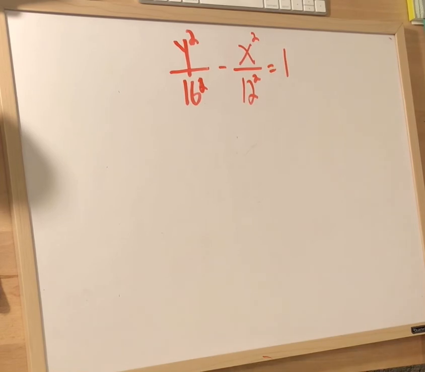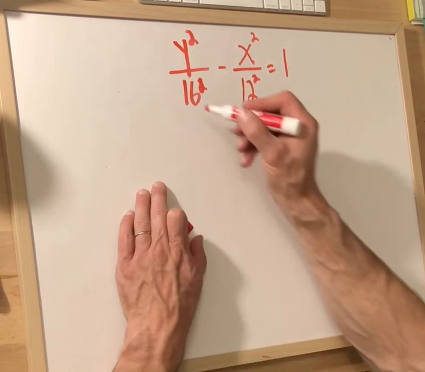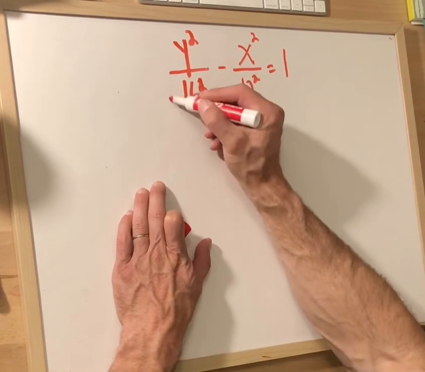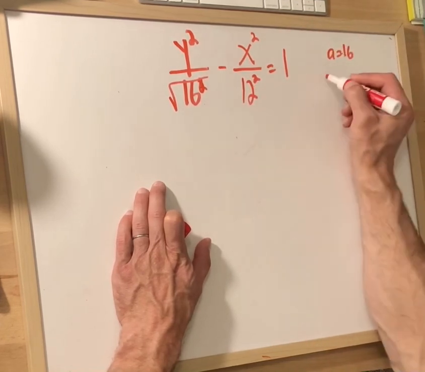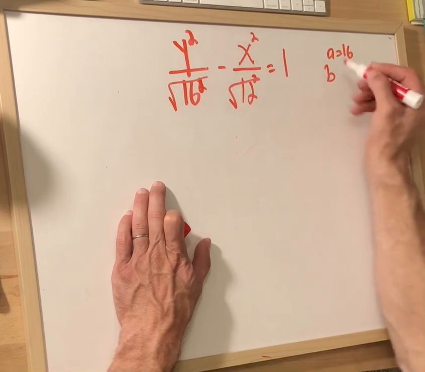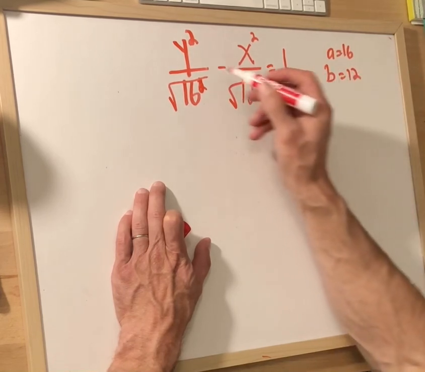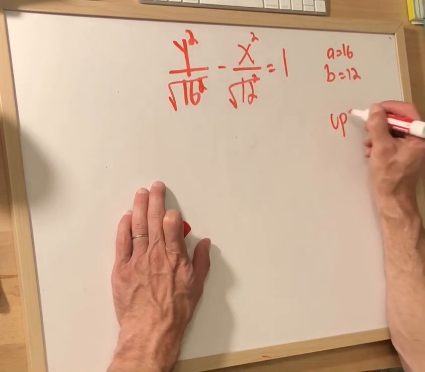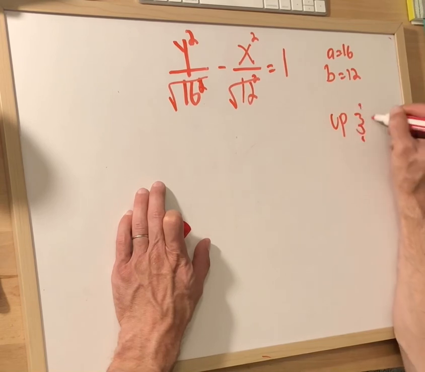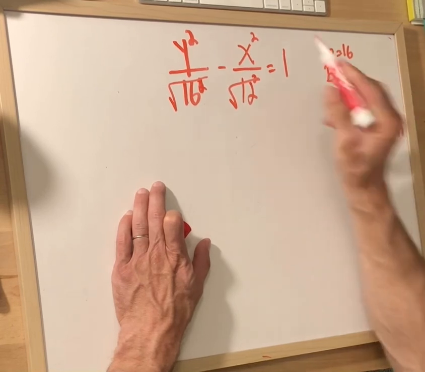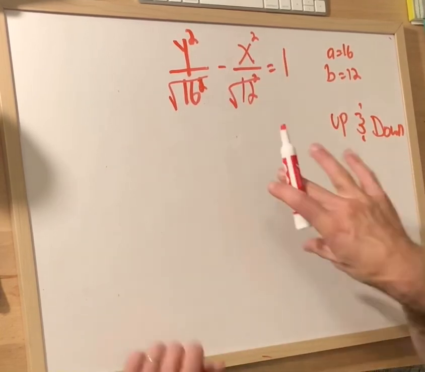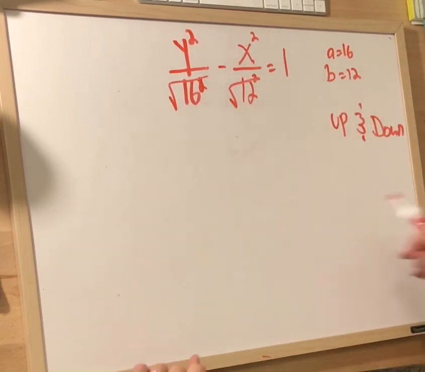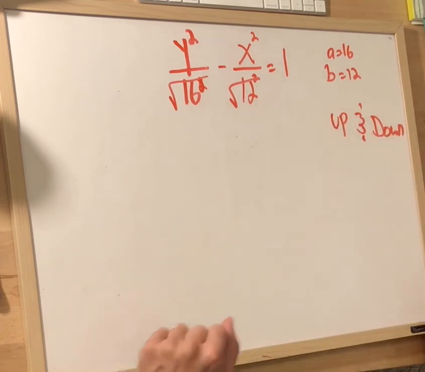Okay, so you had a chance to pause it. Let's see how you did. A is the square root of 16 squared, which is 16. B is the square root of 12 squared, which is just 12. So this is going to open up and down. How do I know? Because my y is positive. The positive variable determines whether it opens up or down, or if the x is positive like we did in the beginning video, it opens left and right.